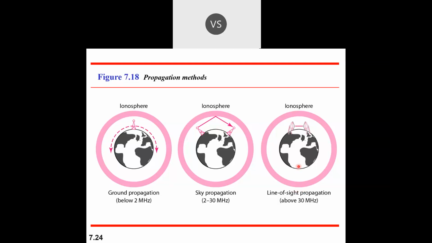Another type of communication is line of sight propagation, which is above 30 megahertz. At that time we require line of sight towers. In mobile communication, you need to put towers in such a manner that both are in line of sight. If they are not in line of sight, communication is not established. The mobile towers we see around us work on the principle of line of sight propagation.